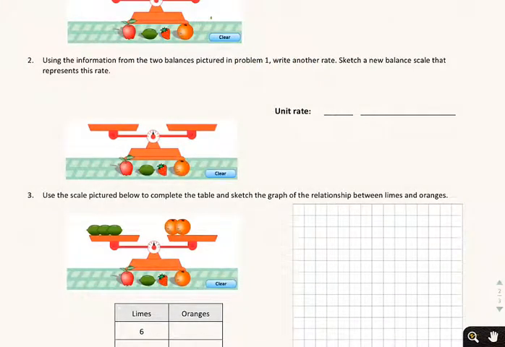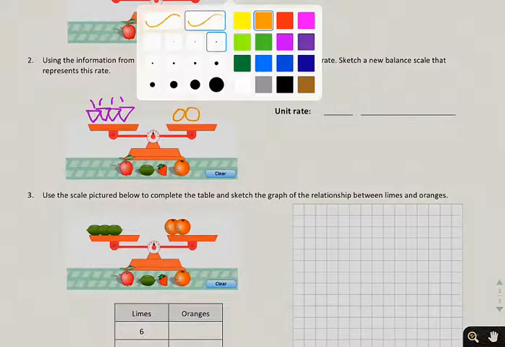Use the information from the 2 balances pictured in problem 1. Write another rate. Sketch a new balance scale that represents this rate. So we actually get to pick, and this is exciting. I'm actually going to make this one really difficult. I'm going to pick what my strawberries are going to be really bad. I'm just going to draw triangles. So 1, 2, 3, 4 strawberries, and that's what those are, believe it or not, strawberries. And over here, I'm going to pick 2 oranges. Now, before you question why I chose purple for strawberries when I could have chosen red, the answer is I don't know. So let's go ahead and write this in as a rate.